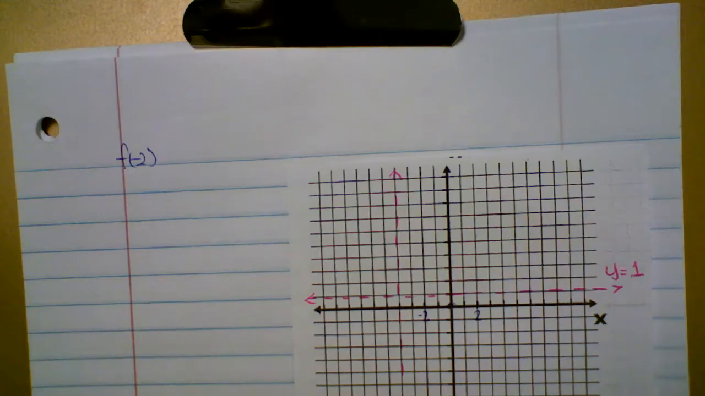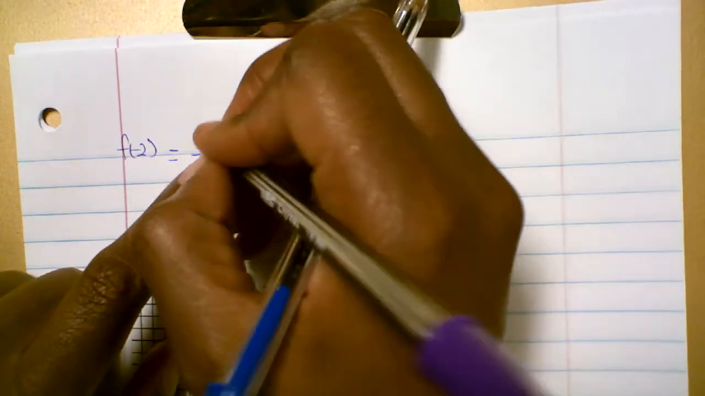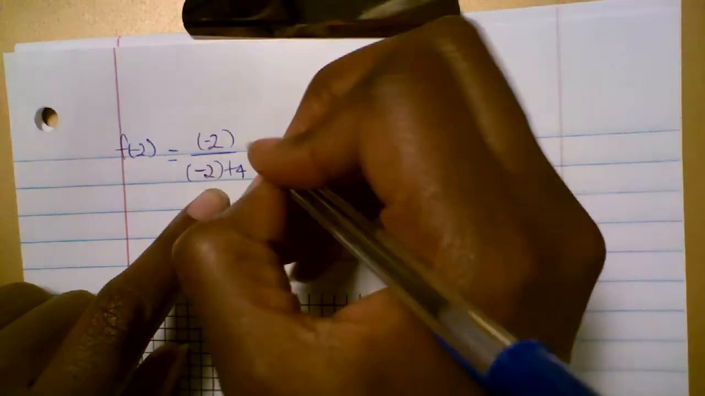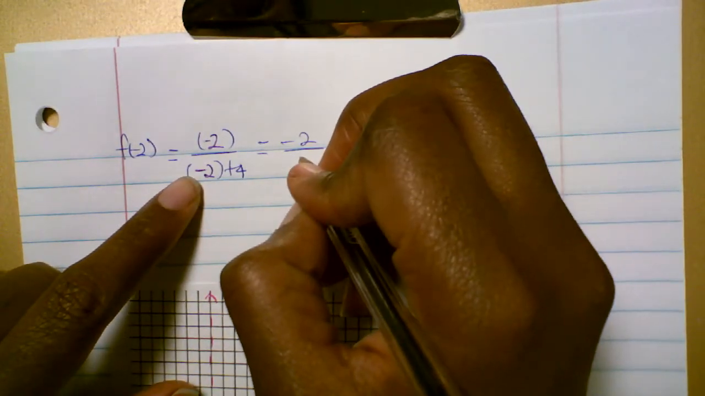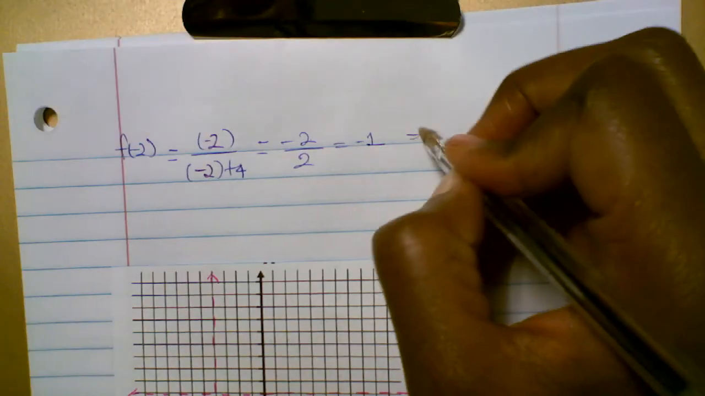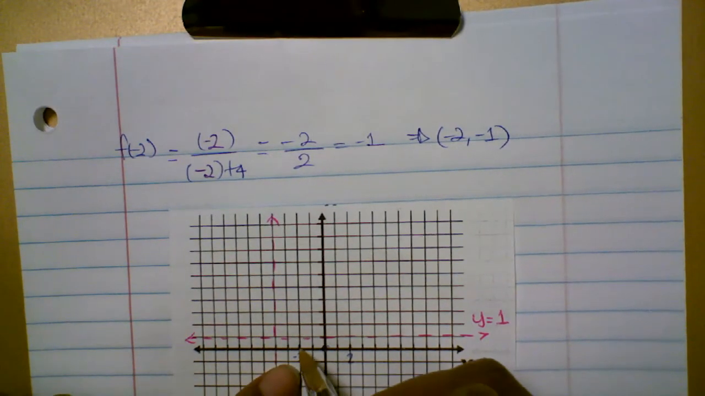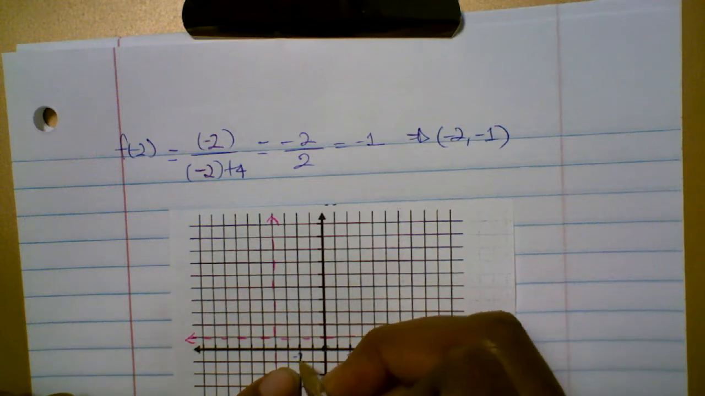So let's do that. You're going to evaluate f of -2. And remember, there's going to be a hole at x equal +1. So I use the simplified rational expression, and where there used to be the x, I'm going to plug in the -2 and compute. So -2 on the numerator, -2 plus 4 is 2, and -2 divided by 2 is -1. So when x is -2, y is -1. Let me plot that point. So when x is -2, y is -1, which is right here.